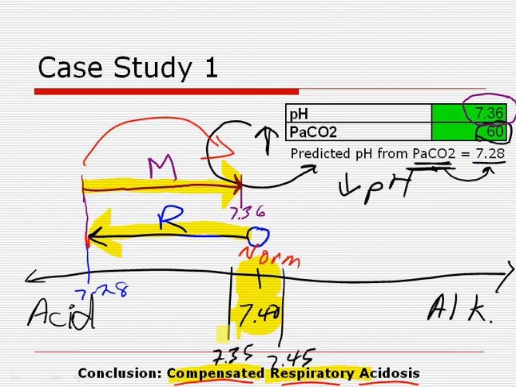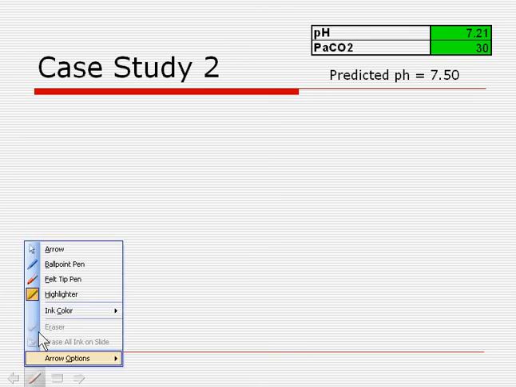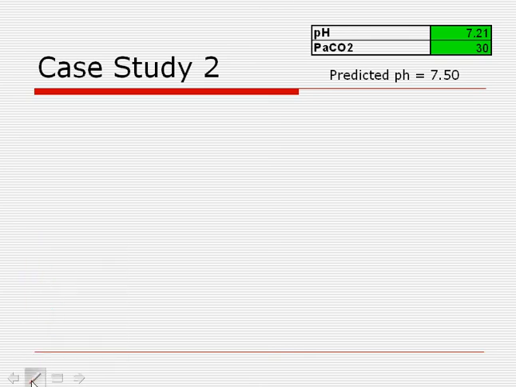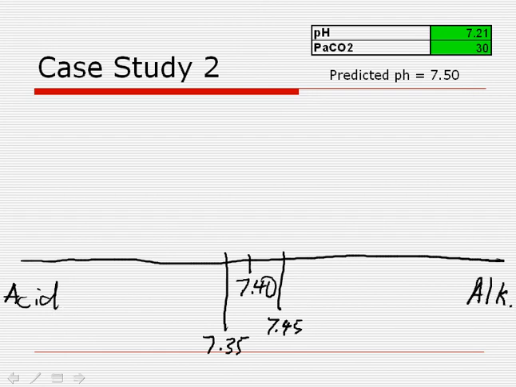Okay, let's look at another example. Let's look at another case study. Let's start off again with just drawing our basic vector. So we'll draw our line. We're going to indicate normal pH 7.40, and here are our two indicators of 7.35 and 7.45. We know on this side we're indicating that we had acid buildup, and this side is our alkalosis.